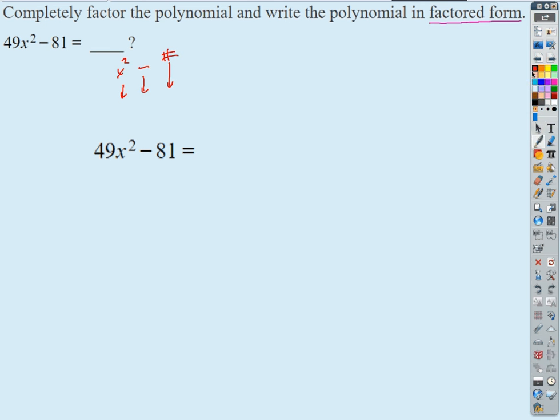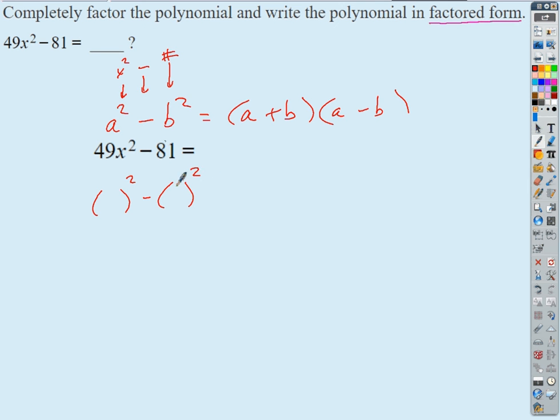a squared minus b squared? Because there's a pattern that goes with that, the difference of squares pattern. If something's in the form a squared minus b squared, where a and b are just whatever, right? Something squared minus something squared, then that's going to fit the pattern a plus b times a minus b. So the question is, can I write this as a squared minus b squared?